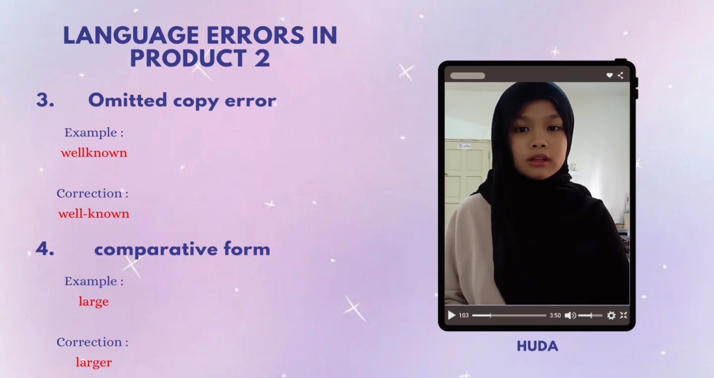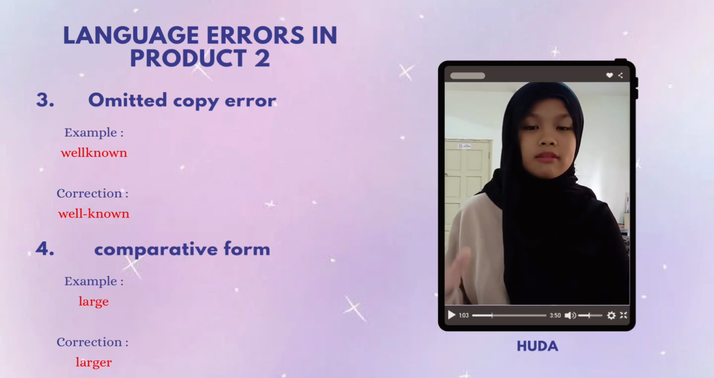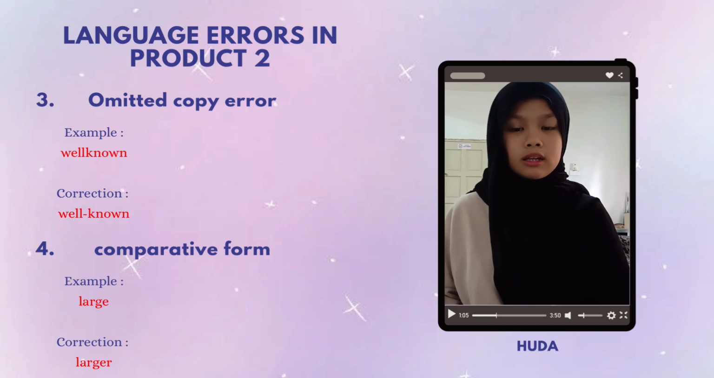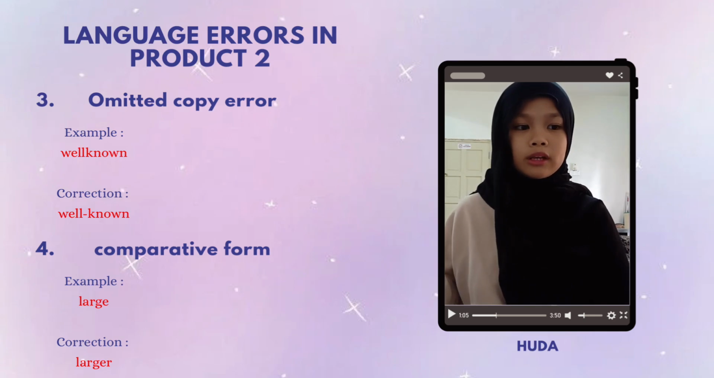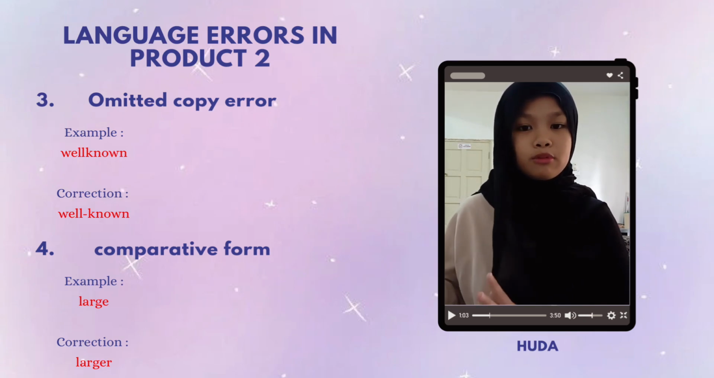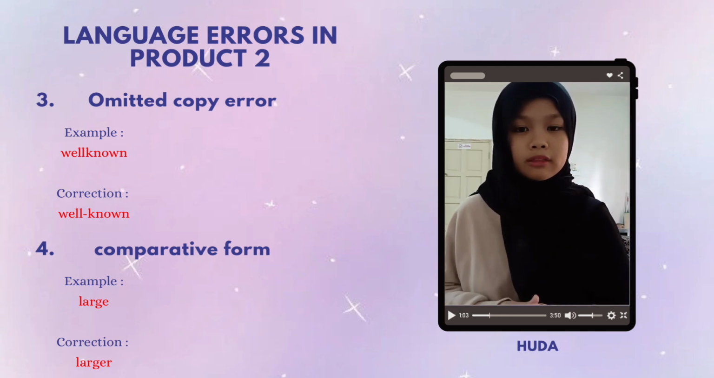The fourth one is a comparative form. For example, "large" and the correction is "larger." This is a comparative form error because the word "large" is a base adjective. When comparing two items together, the base adjective, which is large, is required to change into its comparative form, which is larger.